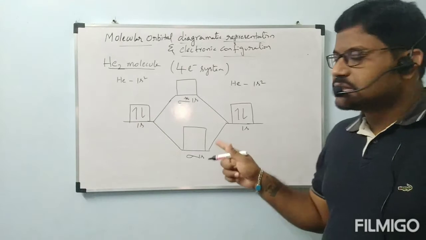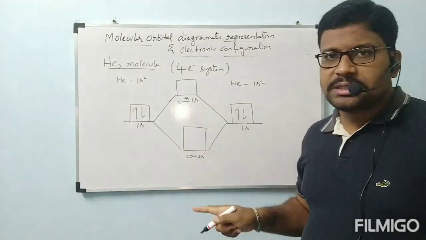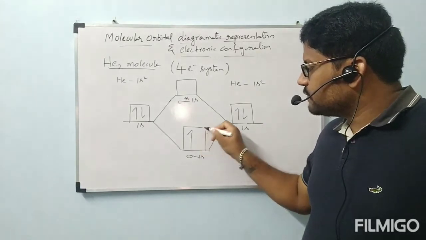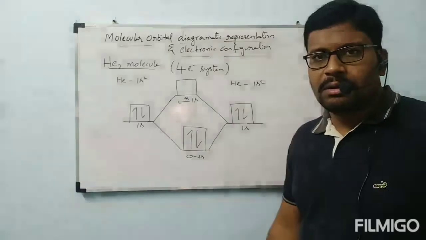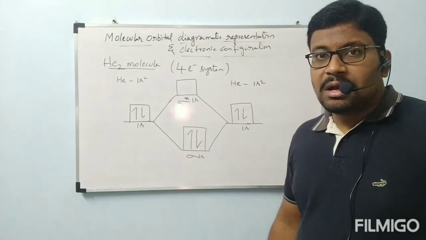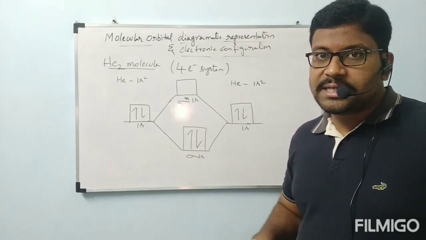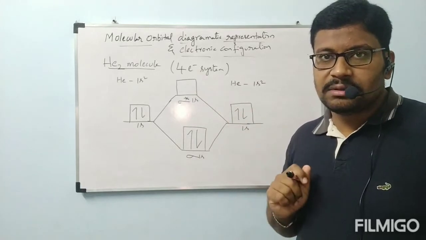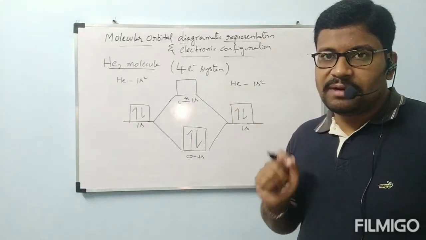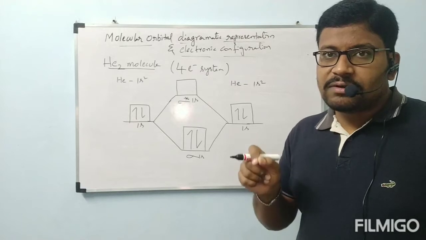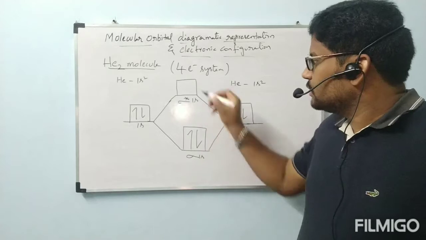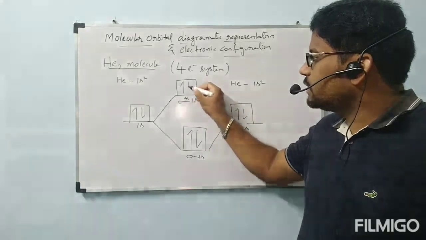So 4 electrons, here we have 2 orbitals, and they will follow the Aufbau rule. First sigma 1s is completely filled with 2 electrons. After completion of sigma 1s, electrons will enter sigma star 1s. That is only the Aufbau rule: the lower energy orbital is filled first, and after completion of the lower energy orbital, only then do electrons enter the higher energy orbital. Then the remaining 2 electrons will enter like this.